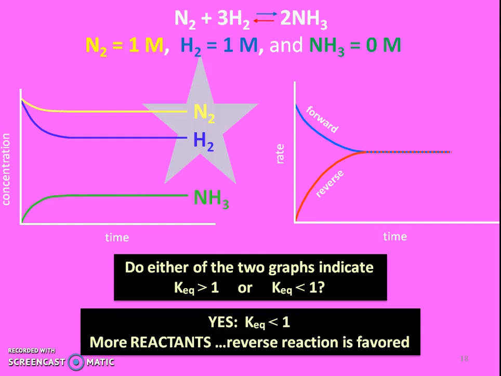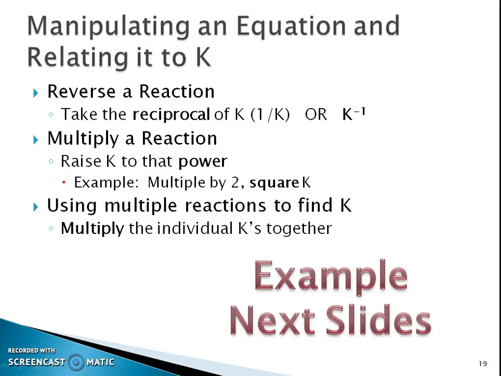Hopefully that made sense. You have more reactants. If you have more reactants, your K value here is going to be less than 1, meaning that the reverse reaction is more favored. So let's look at how to manipulate an equation and relate it to K.